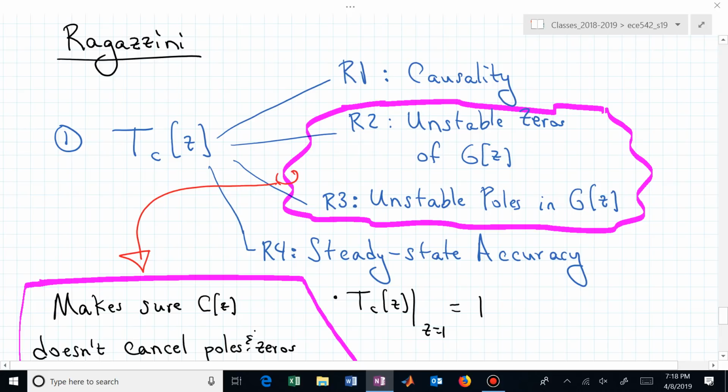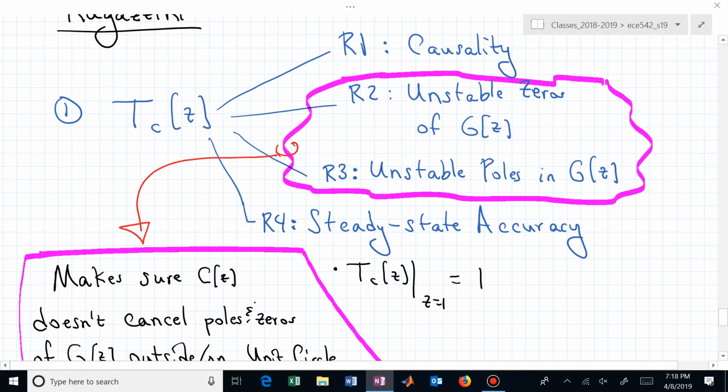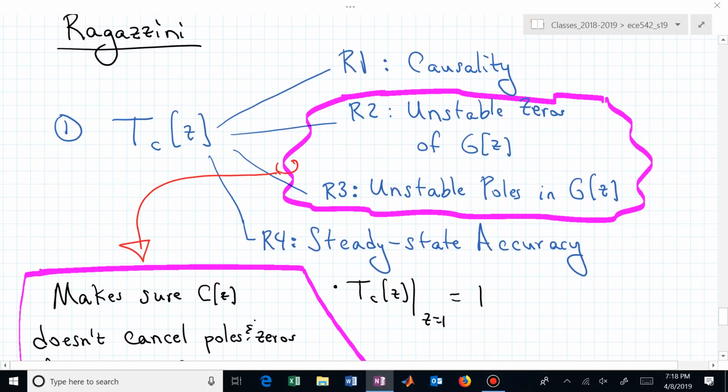Let's now talk about Ragazzini. And then maybe we'll try to go through one of these as a design, since that was what some of the people asked on the quiz. The quiz being, what do you want me to cover in this review session?